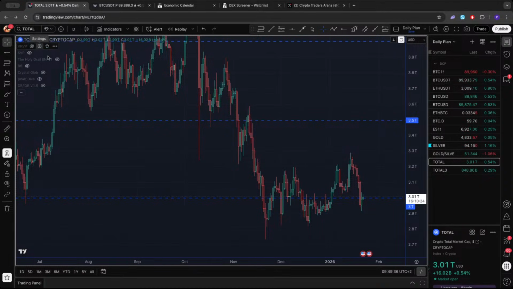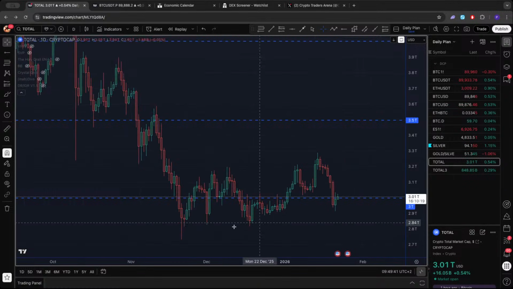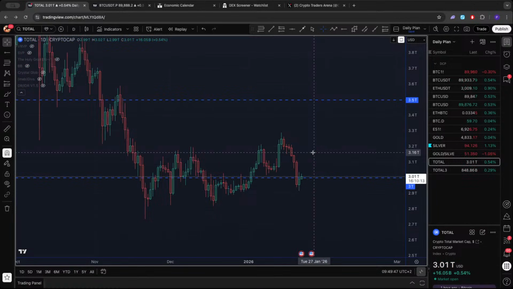Okay, total market cap. 3 trillion, fighting again, over and over again, you can see. Here everyone is saying it's bullish, here everyone is saying it's bearish, over and over again, we are actually fighting 3 trillion. You already know what I'll say.